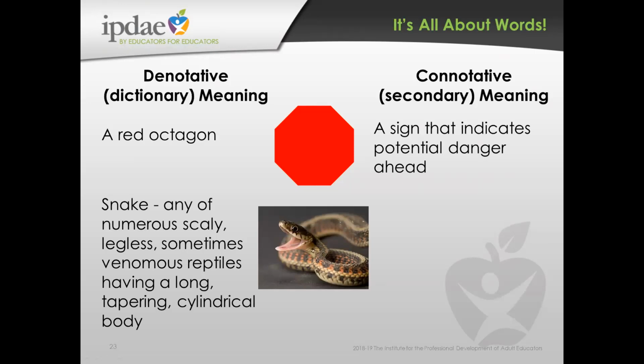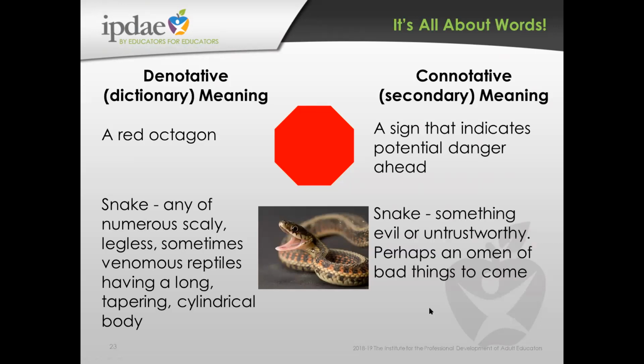In fact, June and I were talking about snakes earlier. One just got into my husband's boat and into Tammy's car today. And so when they started talking about that snake, it wasn't so much that it was a snake, but they were coming up with that evil or untrustworthy thing. And so that's that connotative meaning.